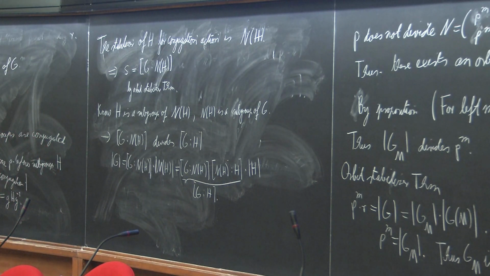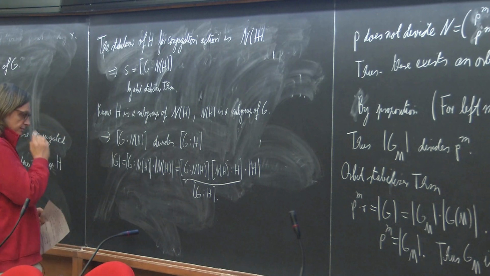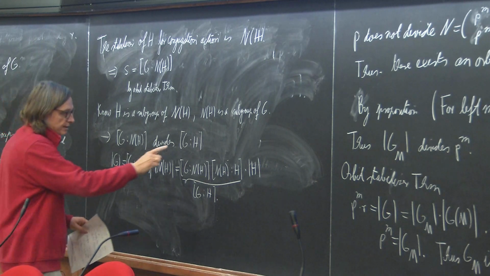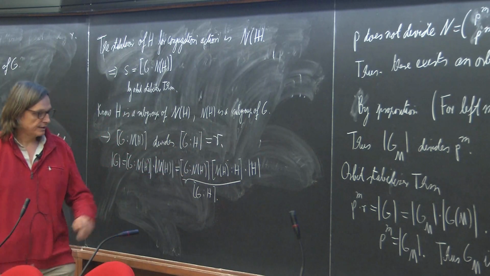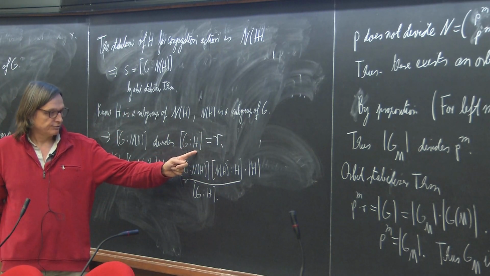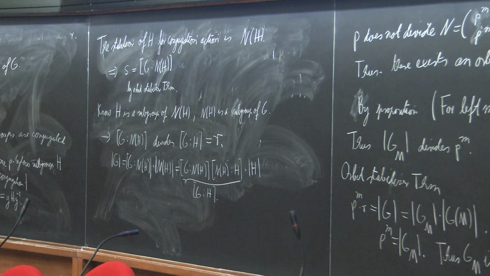And recall that this is the proof, because the index of H in G is R. Because H was a P pseudo subgroup, so it has P to the M elements, so the index is precisely the rest. So this first part is essentially trivial. You just apply the definitions and you see the number of P pseudo subgroups has to divide this number R.